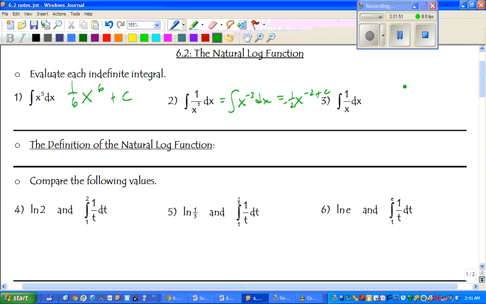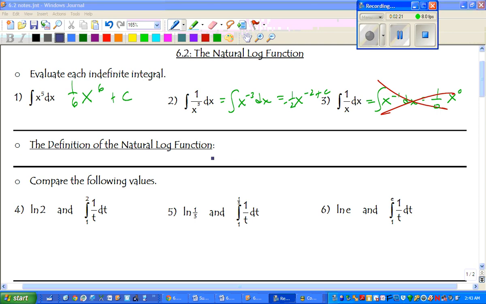Now if we try the same thing for number 3, think of it as x to the negative 1 dx. If we add 1 to that exponent, we get x to the 0, and then we multiply by the reciprocal of that, we get 1 over 0. Well, we can't have 1 over 0. This is not going to work. We can't use that same rule when it's 1 over x.